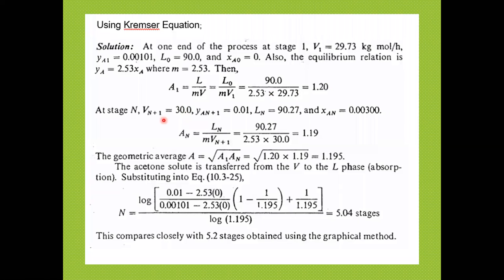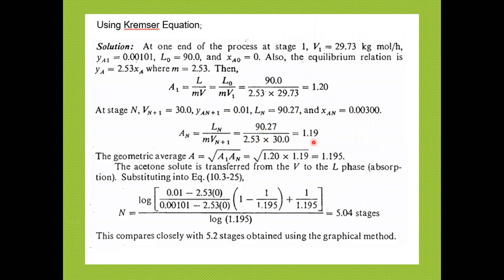You do the same at the bottom of the column. So your gas feed is 30. Its mole fraction in the acetone is 1%. And your solvent carrying with it the recovered 90% of the acetone is now 90.27. This we have determined already in the previous part of the solution. And this is our XAN, also determined. Then all we have to do is substitute the Ln and the V sub n plus 1 and the M here, M being constant at 2.53.